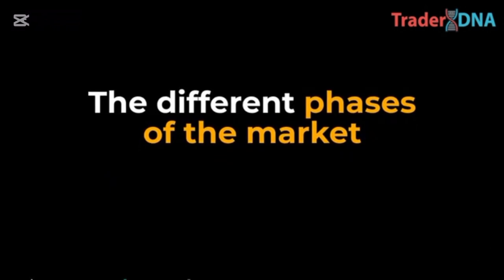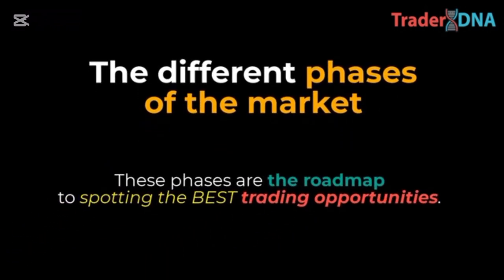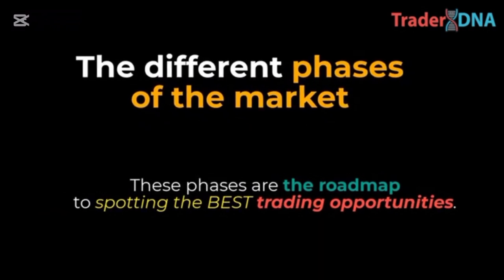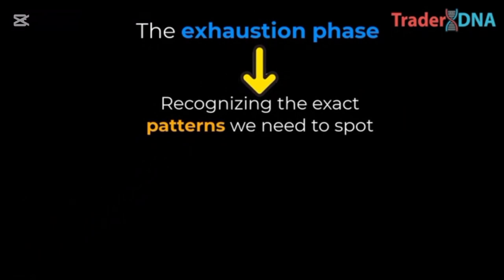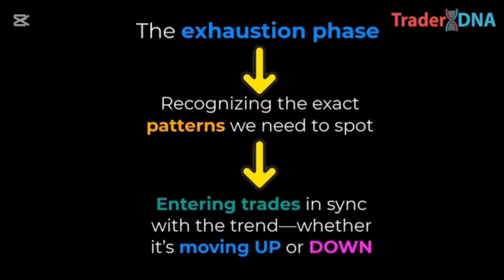Because these phases are the roadmap to spotting the best trading opportunities. So here's the game plan. We're going to focus on identifying what's called the exhaustion phase, then recognizing the exact patterns we need to spot, and finally entering trades in sync with the trend, whether it's moving up or down. And when we do this, we enter what's known as the continuation phase, aka where the magic happens.